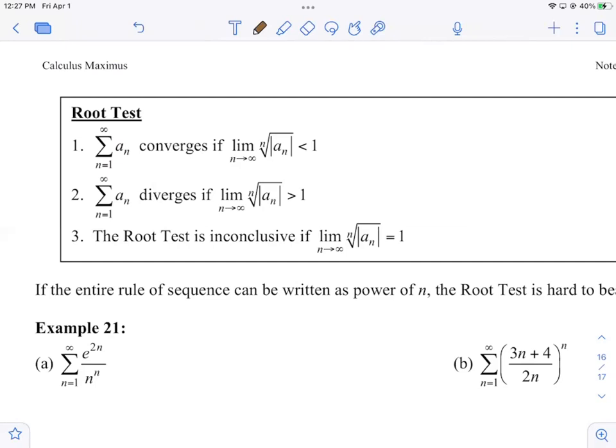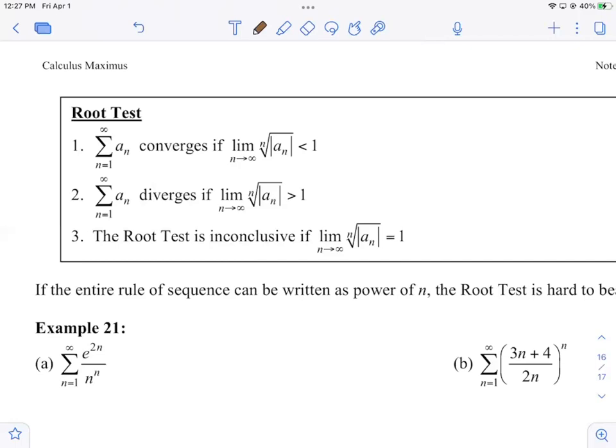So when would the root test be beneficial to use? How would you spot it? If it was e to the 2n over n to the power. Yeah. If you can write your entire rule of sequence as a power of n, that's when the root test would be beneficial. Like on a geometric series, right?